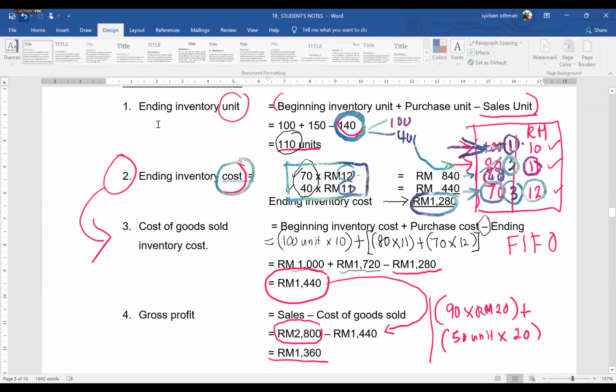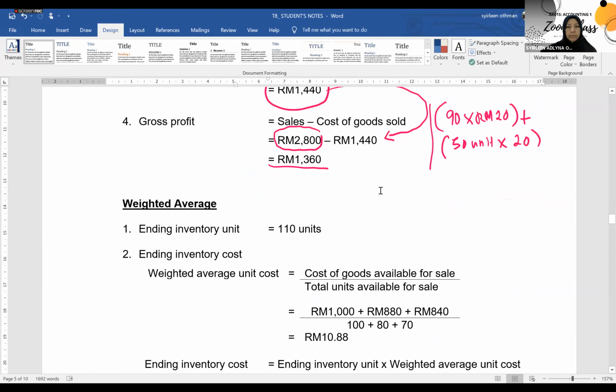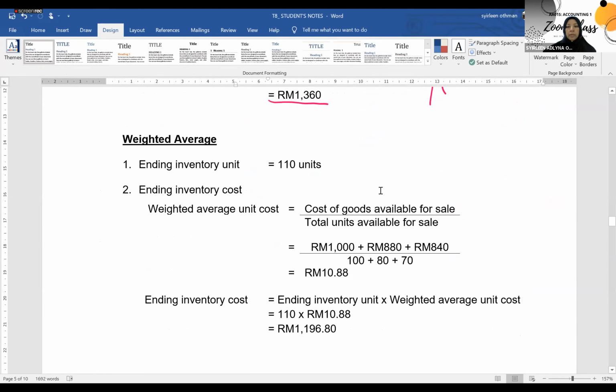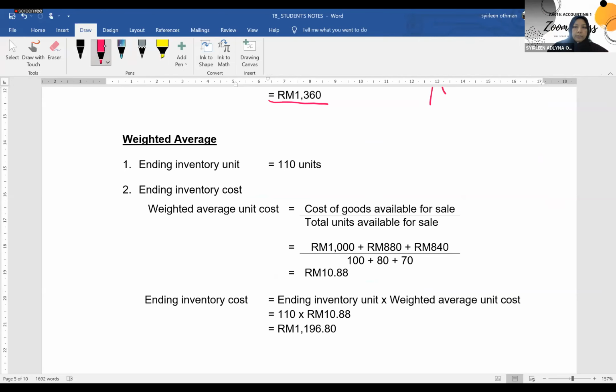Okay, alright. Okay, so now kita tengok average pula. Okay, so average is easier sebab you kira dia one shot. Sebab kita ambil purata kan? Okay. Okay, ending inventory, dua-dua method mesti sama. Okay, so yang ni Madam tak tunjuk lagi sekali lah ya. Sebab ni kita dah kira dekat atas tadi.